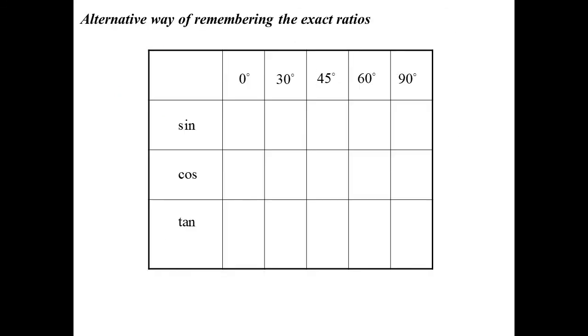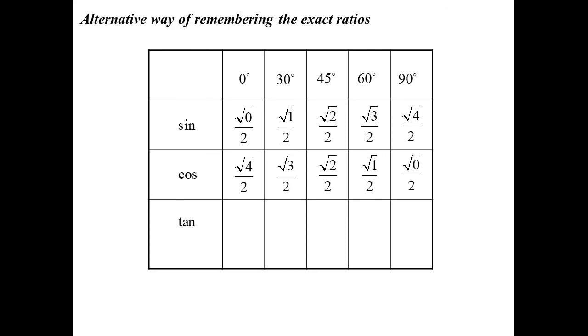If you draw up a little table like this, sine, cosine, tan, 0, 30, 45, 60, and 90, there's sine. Beautiful pattern. Root 0 on 2, root 1 on 2, root 2 on 2, root 3 on 2, root 4 on 2. That gives you the answers.